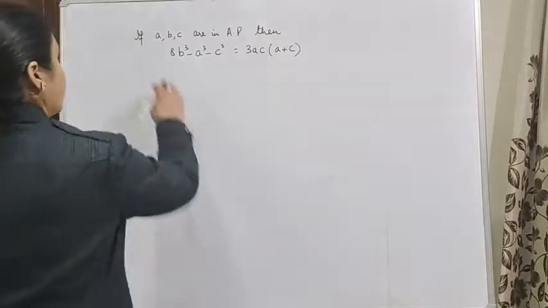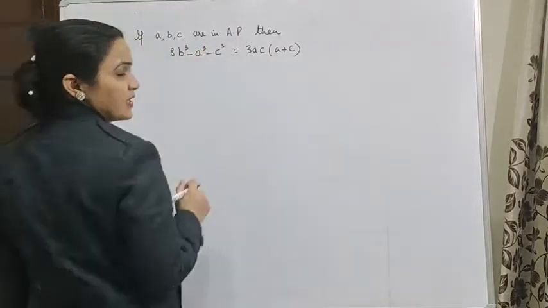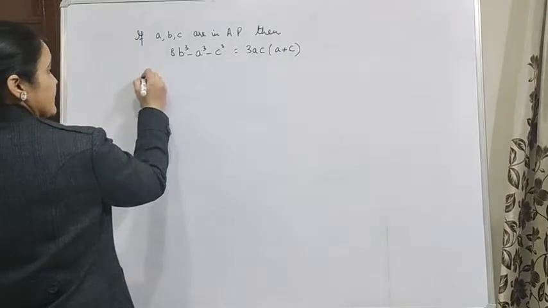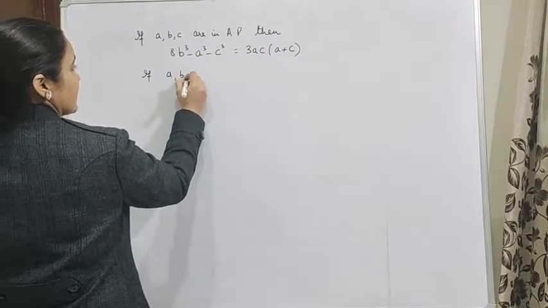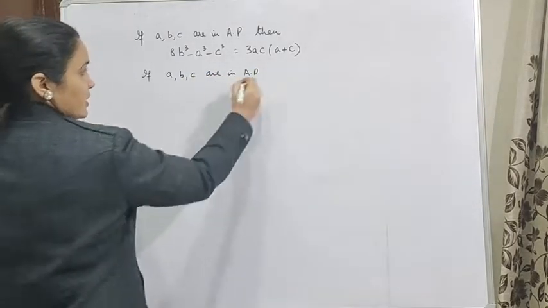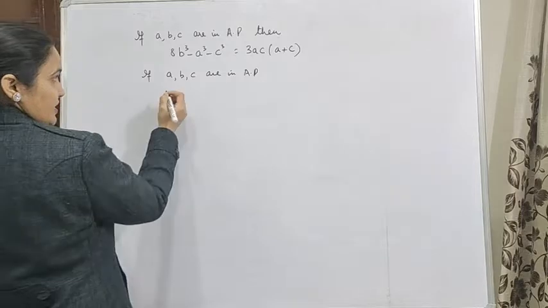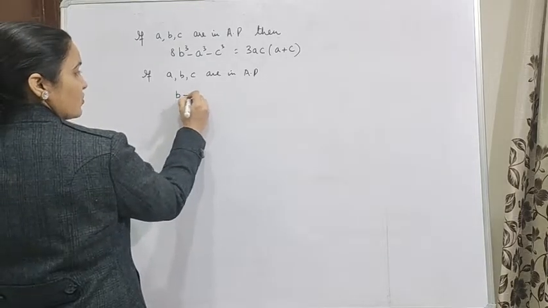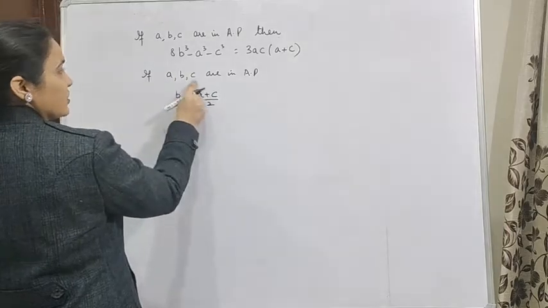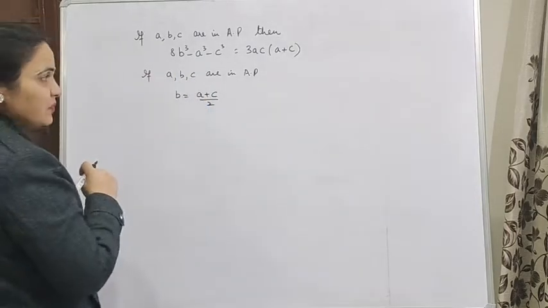Next question. If A, B, C are in AP, then prove that this is equal to this. Students, if A, B, C are in AP, arithmetic progression, then we have a relation that B is equal to A plus C by 2. That is, B is the arithmetic mean between these two extreme numbers.